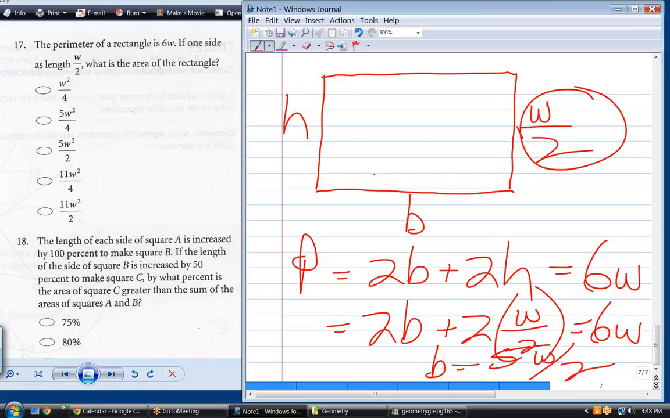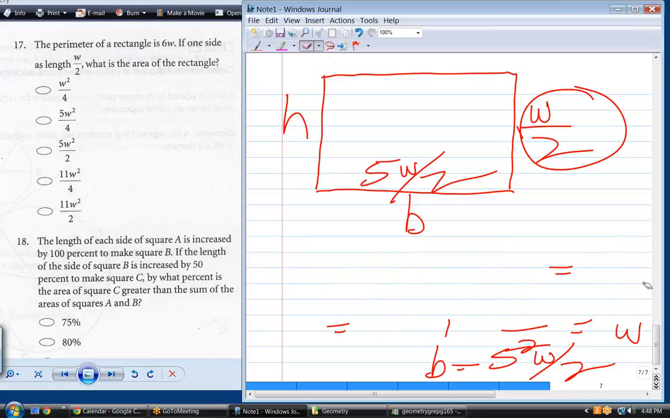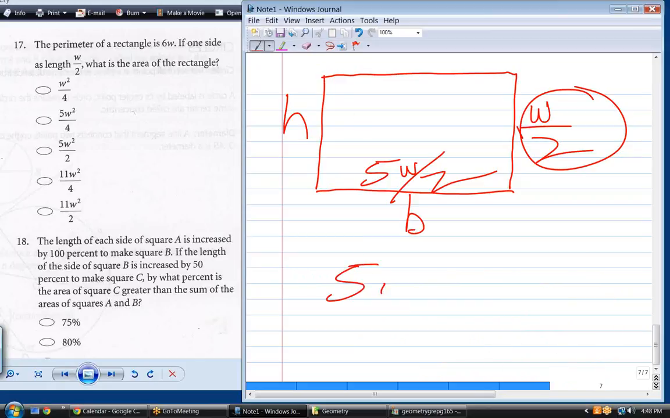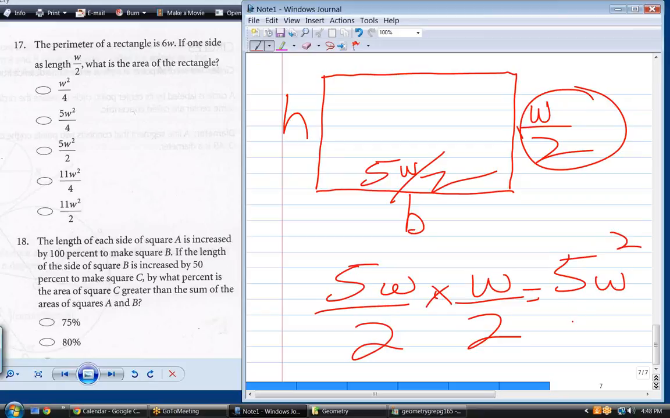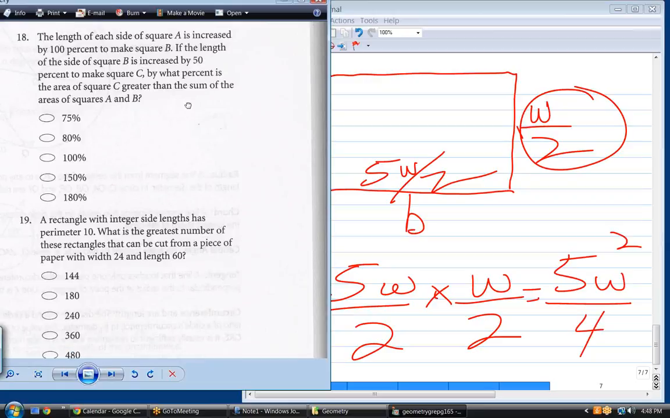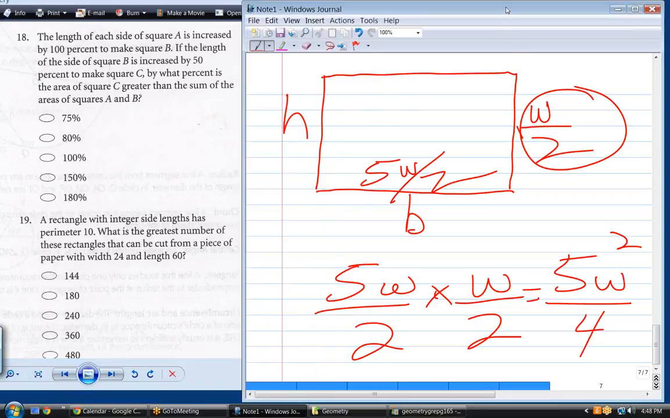So now I can label this side. That's 5w divided by 2, right? Yeah. Now what's the area of that rectangle? 5w squared over 2. Over 4, sorry. Okay, hold on. We got 5w over 2 times w over 2, 5w squared over 4. Good. You can see these aren't too hard. Just lots of steps.